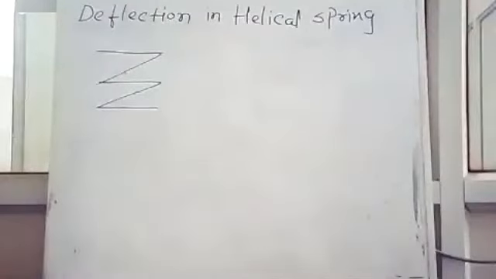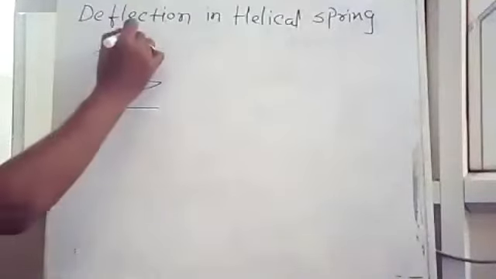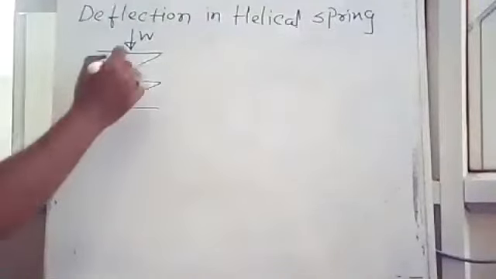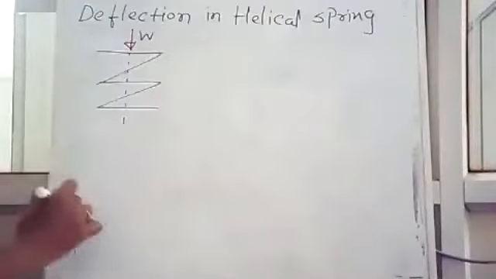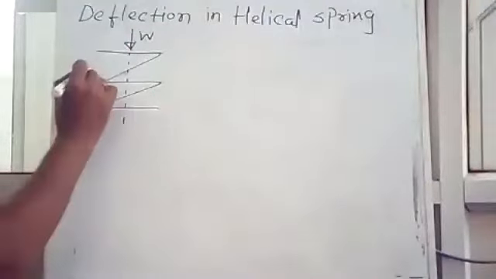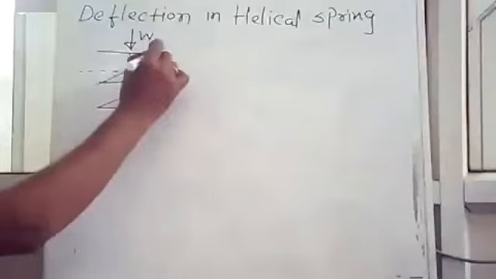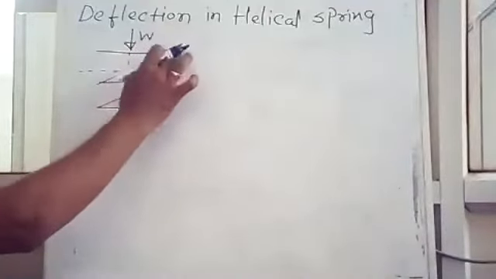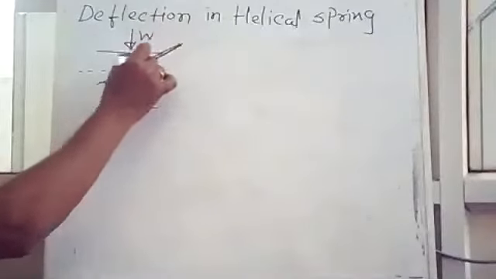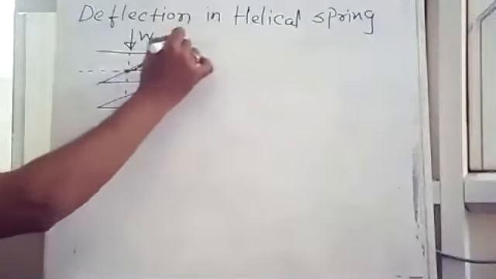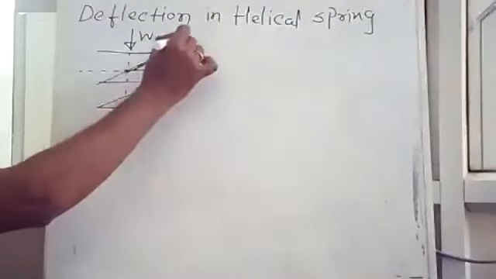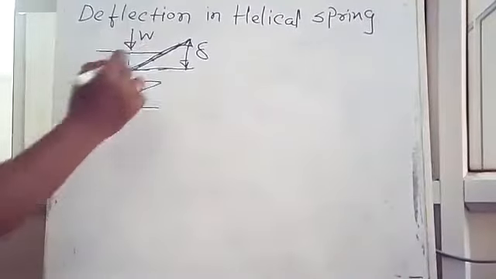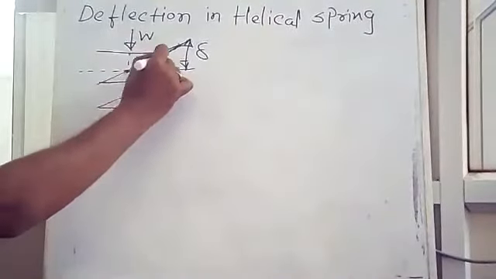Consider this is the spring. On this spring, the load is axially applied over here. Then obviously there will be deflection. So consider here a single point. This is the amount of deflection that can be possible, and it is denoted by delta. The angle of deflection is here as a theta.